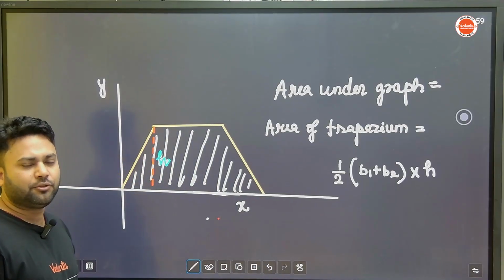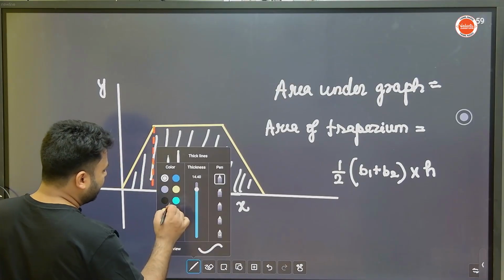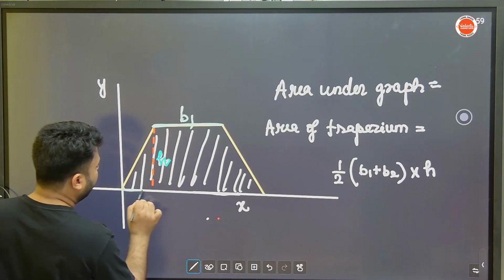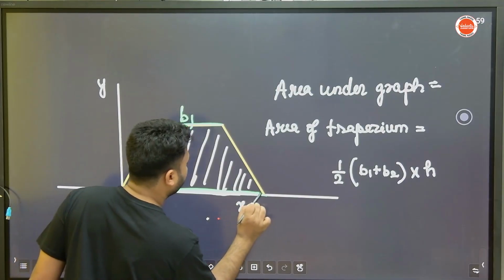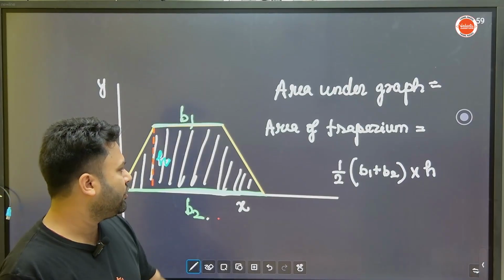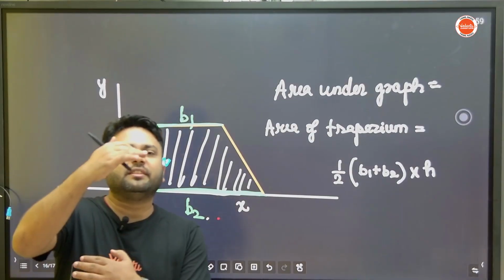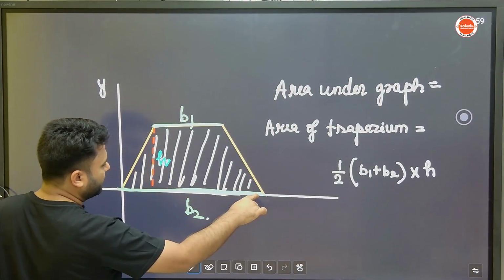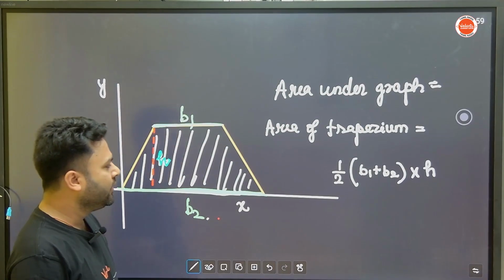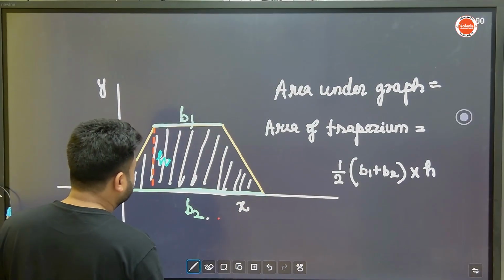Now what is base 1 plus base 2? A trapezium has two parallel sides. So suppose I call this length base 1 and this length base 2. These are the two parallel sides. What is the height of the trapezium? The distance between the parallel sides. So this is one side, this is another parallel side, and this red line is the perpendicular distance between the parallel sides. This way we are going to calculate the area: half base 1 plus base 2 into height.